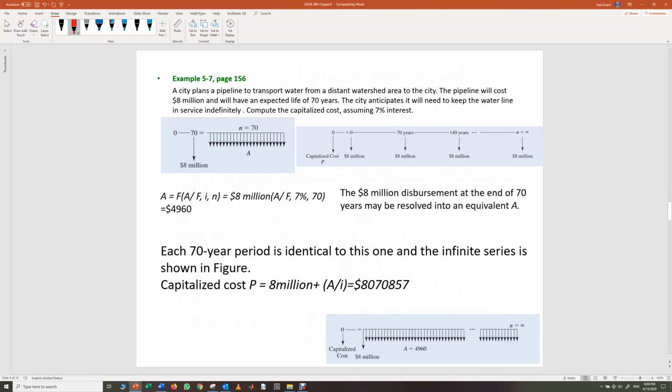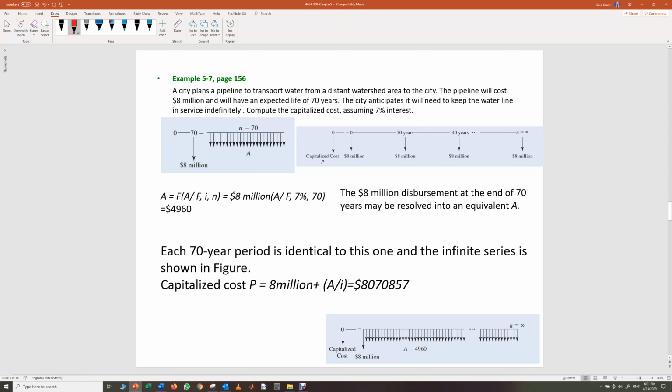Now another example: a city plans a pipeline to transport water from a distant watershed area to the city. The pipeline will cost 8 million and will have an expected life of 70 years. So the pipeline has a useful life of 70 years. The city anticipates it will need to keep the water line in service indefinitely. Compute the capitalized cost assuming a set percent interest.